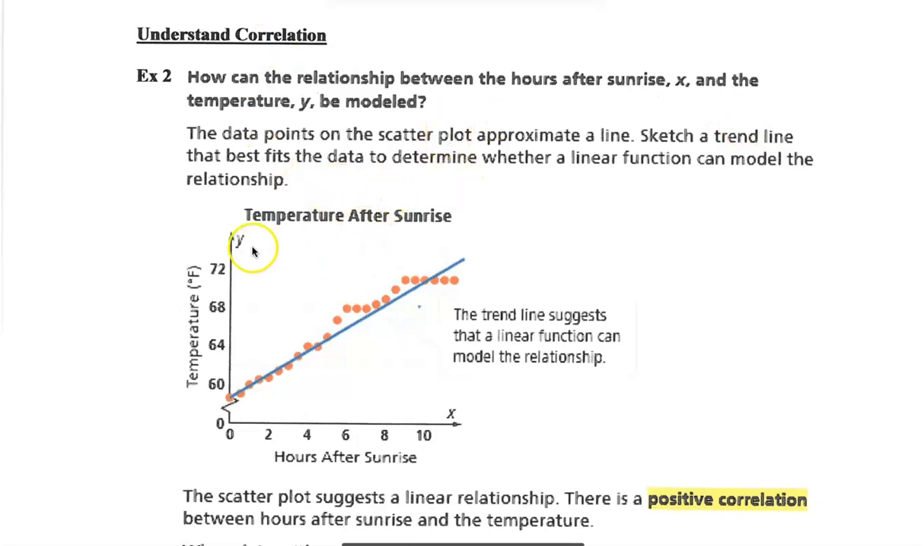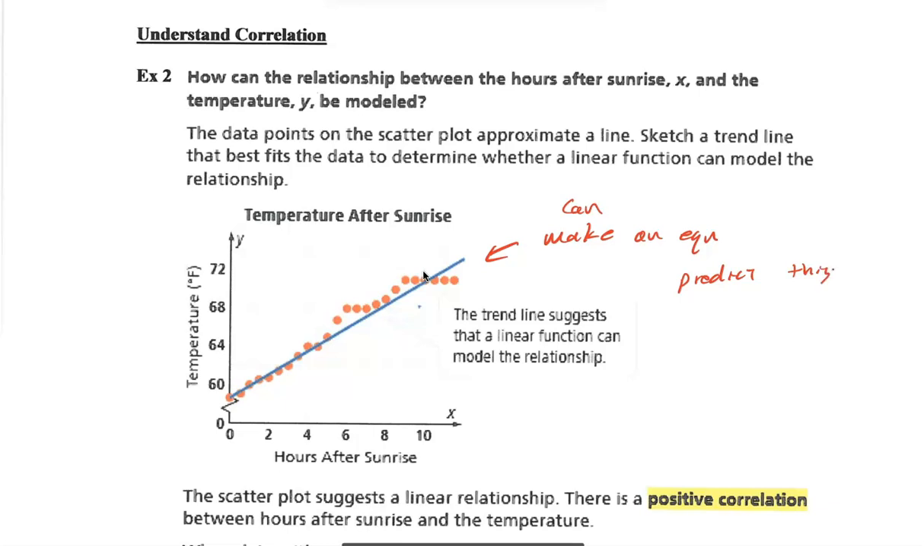So in this case, temperature after sunrise, we have the scatter plot. It looks like it's a linear relationship, so we could draw what's called a trend line. All you're trying to do is get kind of in the middle. There's no one right answer here. You're trying to get in the middle of all those points. And if we actually do get a linear trend line, you know what that means? That means we can make an equation out of it, and that lets us predict things.